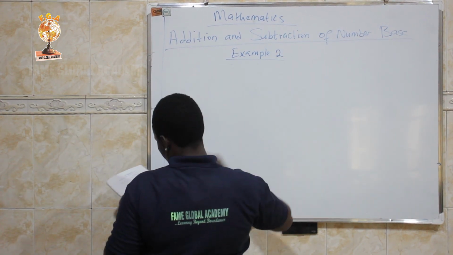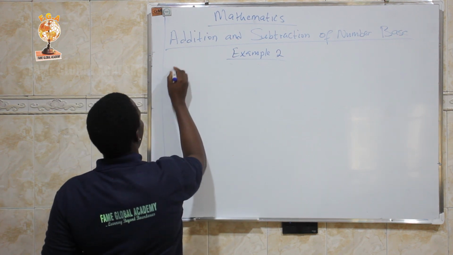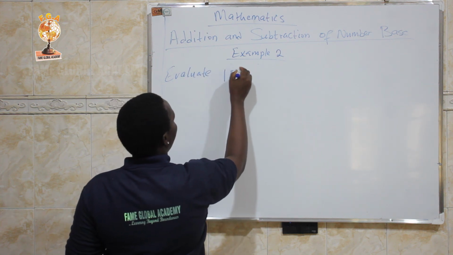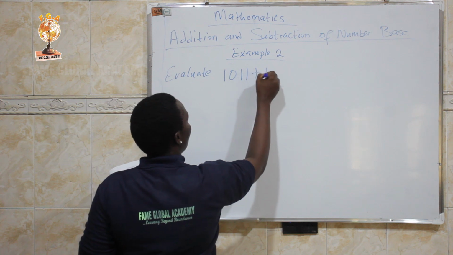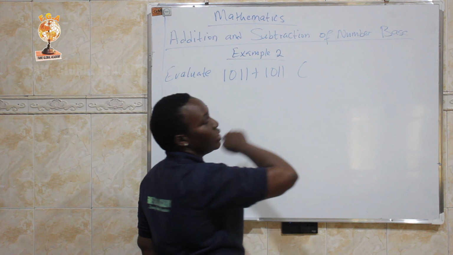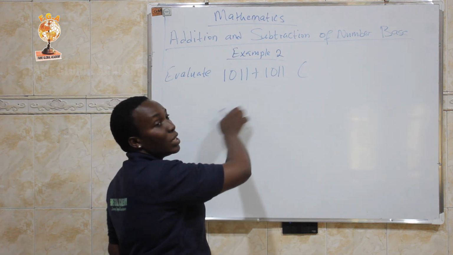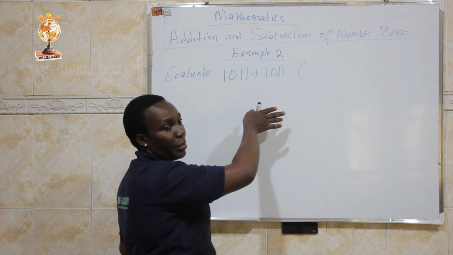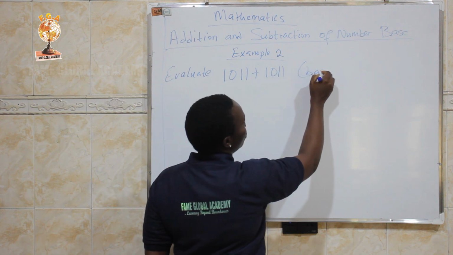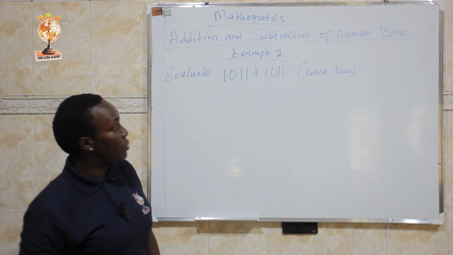So example 2, let's do with a binary number. Say evaluate 1011 plus 1011. Now you are going to be like, just like what I said in the other class, anytime you see a number like this, we are talking towards binary number. It's all about binary number. And binary numbers are in base what? 2. So this is base 2. So the base we are working with is base 2.